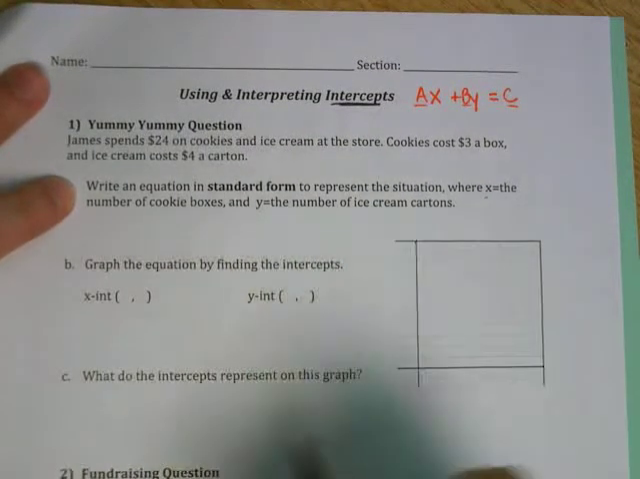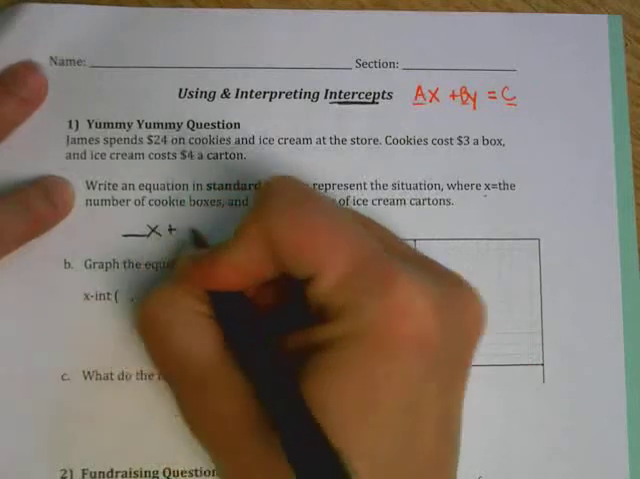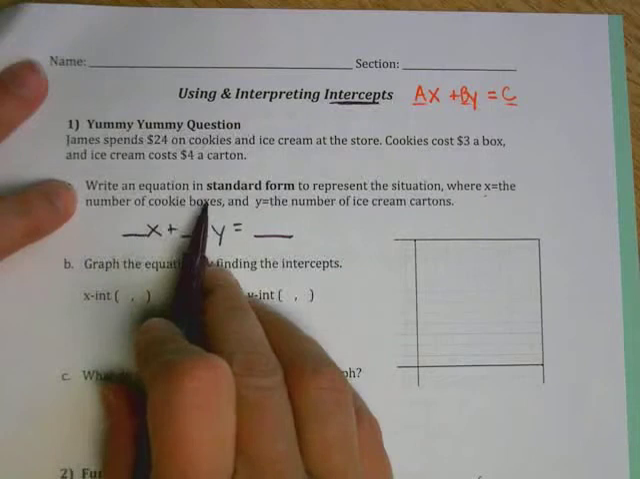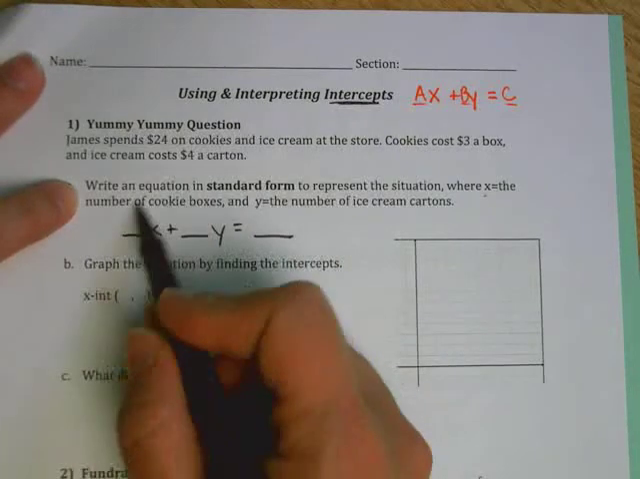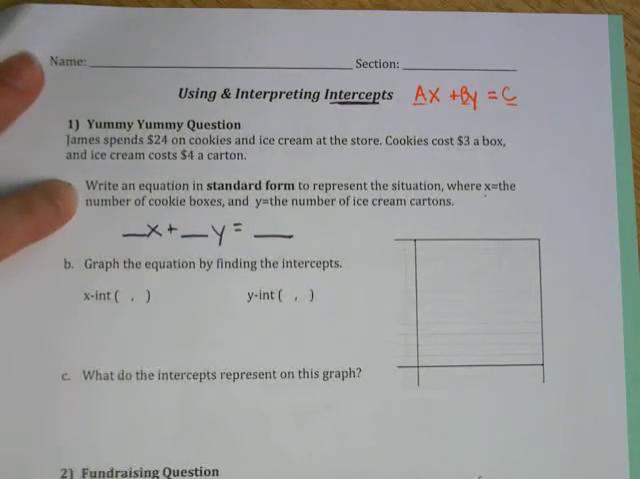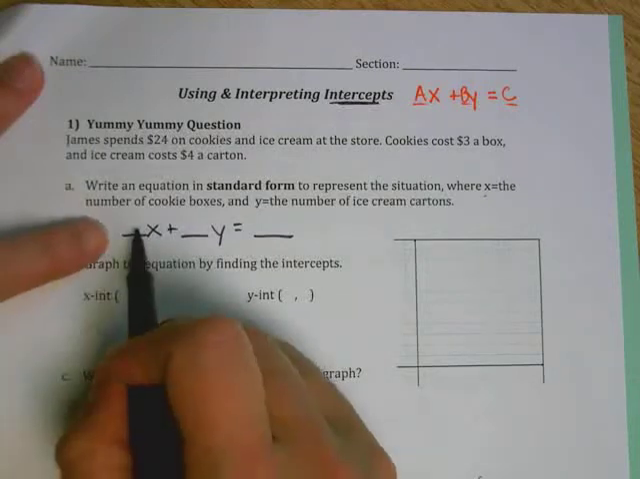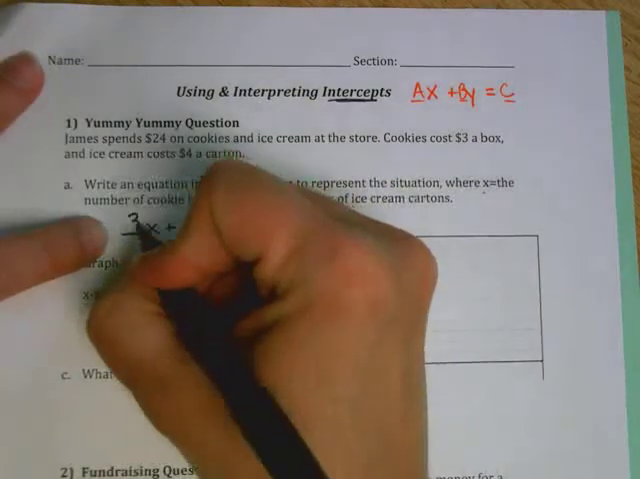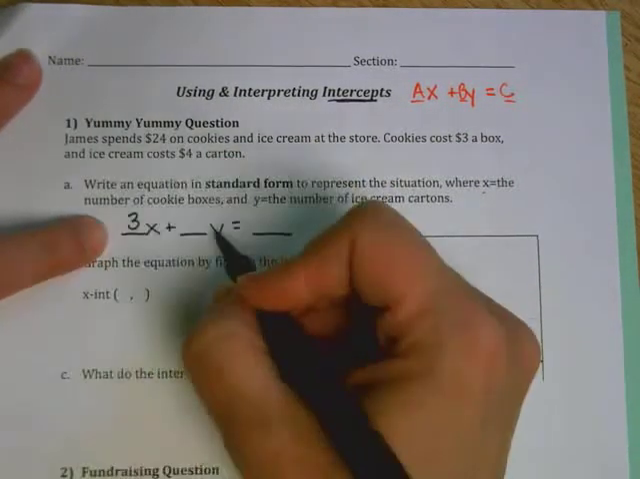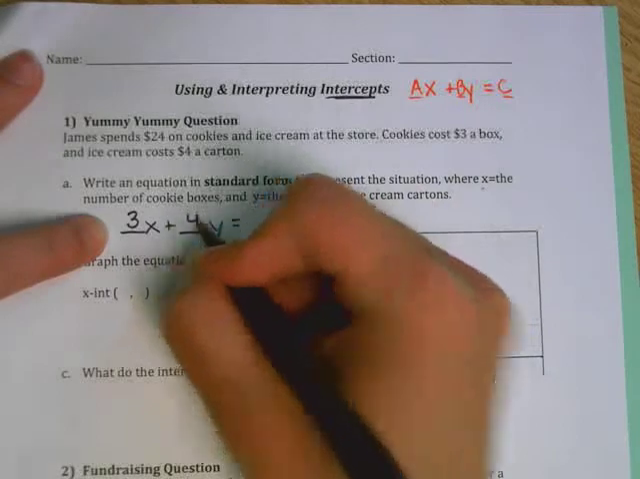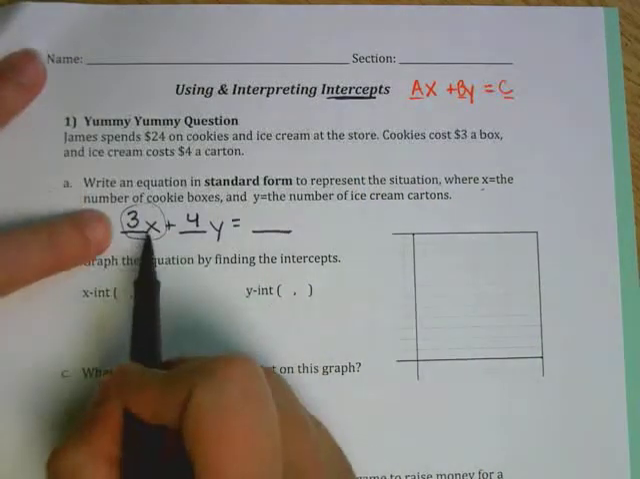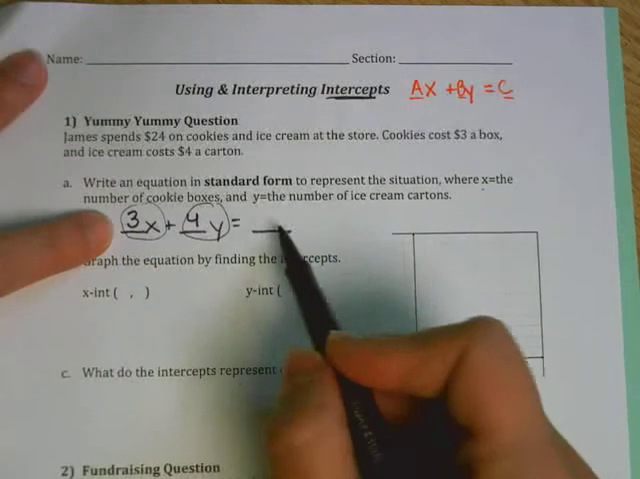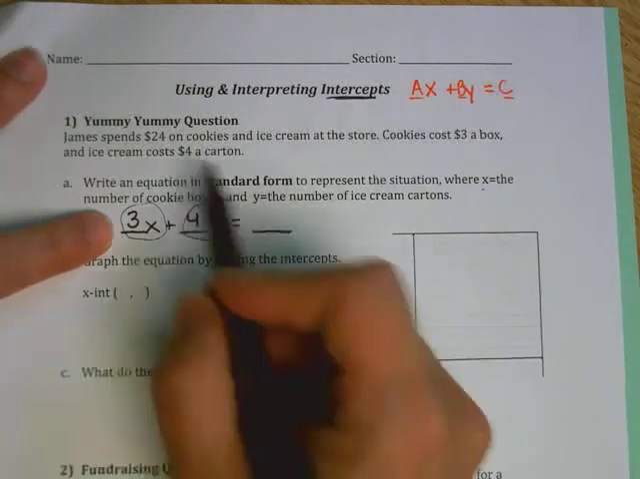So how are we going to put that information together? We know we've got something x plus something y equals something here. And if x stands for the number of cookie boxes, how are we going to figure out what to do at this point? We're trying to figure out a total cost. Do we know how many boxes we buy? No, but we know the cost. $3 per box. So $3 per box of cookies. How much does each ice cream carton cost? $4. So this over here is going to be the total cost of all the cookies, and this is the cost of all the ice cream. So added together, it should give us our total cost. What is our total cost that he spends? 24.